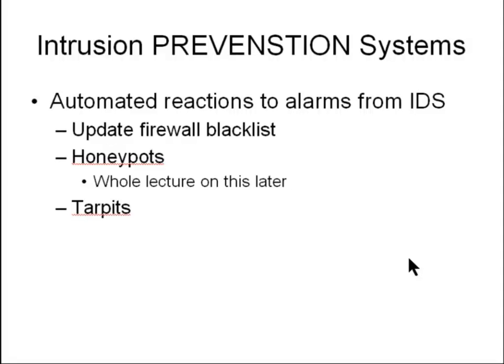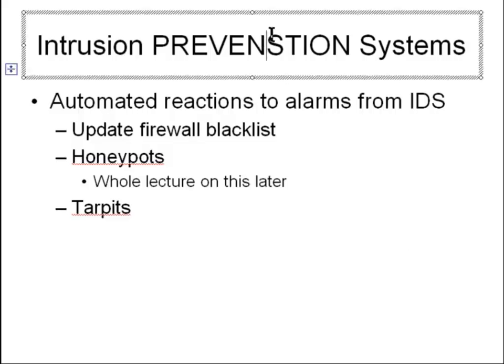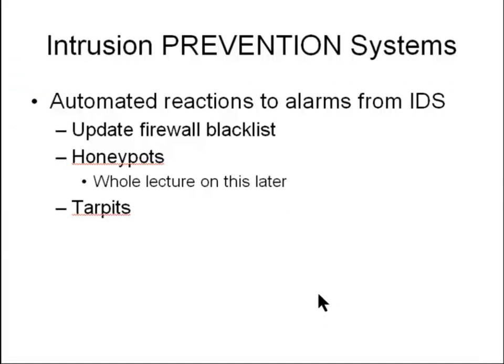Something we'll talk about a little later after host-based intrusion detection systems are prevention systems. Let's spell that, prevention. Intrusion prevention systems. What these are is automated reactions to alarms from the intrusion detection systems, such as updating a firewall blacklist, or using honeypots, and I'll spend a whole lecture on honeypots a little later, and also something called tar pits, and we'll touch on that a little later. But just realize that there are both intrusion detection systems, which would detect a problem but don't actually deal with it. They just monitor the system and then alert a system administrator, or you can have a system that actually attempts to prevent an intrusion.